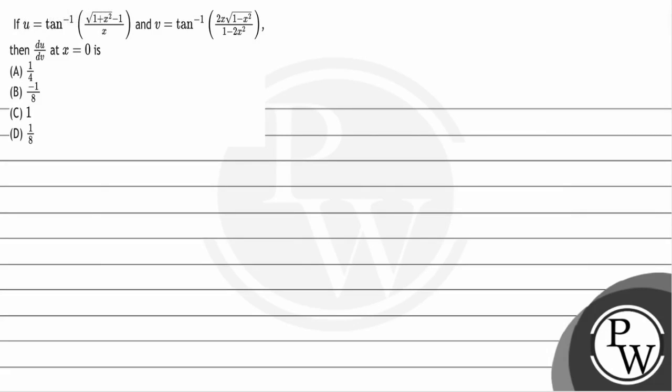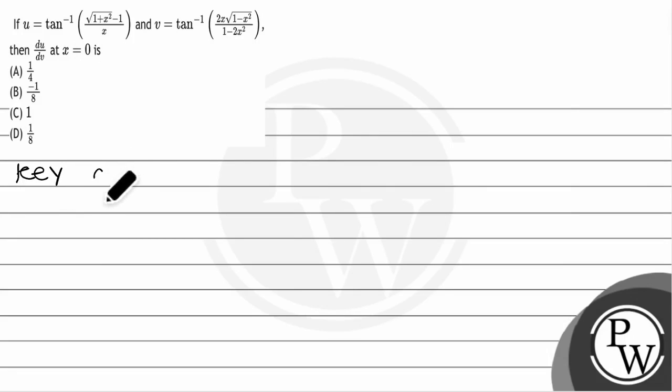So let's discuss the given question. If u equals tan inverse of (root of 1 plus x square minus 1) upon x, and v equals tan inverse of 2x times root of 1 minus x square upon 1 minus 2x square, then find the value of du by dv at x equal to 0.